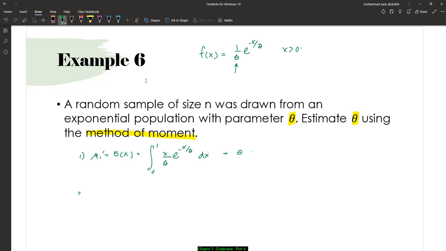Second step is we need to equate the equation with the sample statistics: mu1 prime equal to x bar, which is also the summation of x divided by n. So this one is very simple, theta hat equal to x bar. Very simple, no need to manipulate anything.